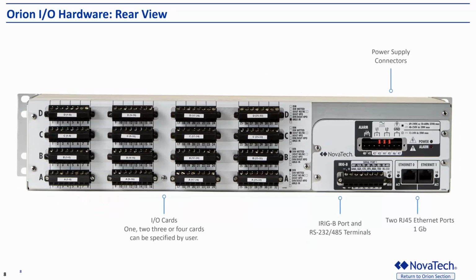Now on the flip side, if you look at the back of the Orion I/O, what we'll find are the terminals for all the status boards. So on the left-hand side, notice that each of those connectors are angled. One of the things that I want to point out is that they're angled, so it makes it a lot easier for wiring purposes.